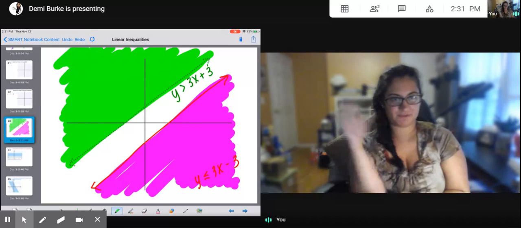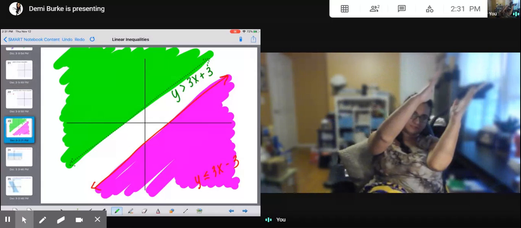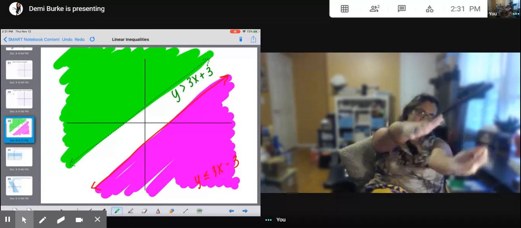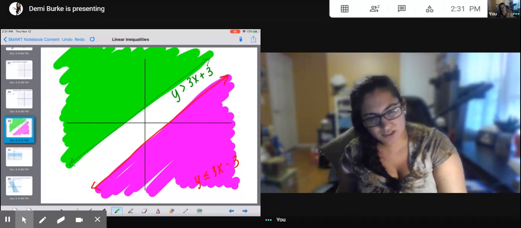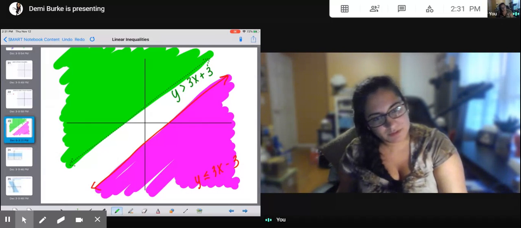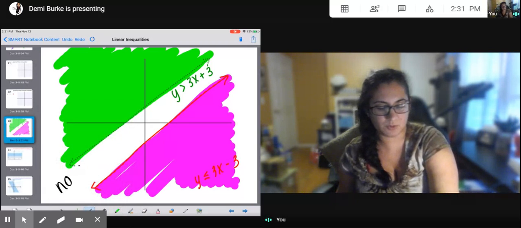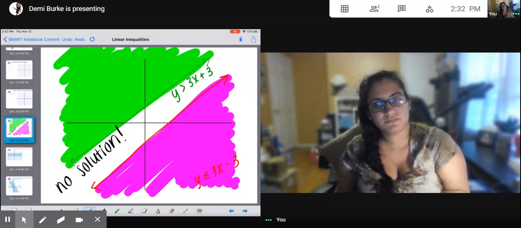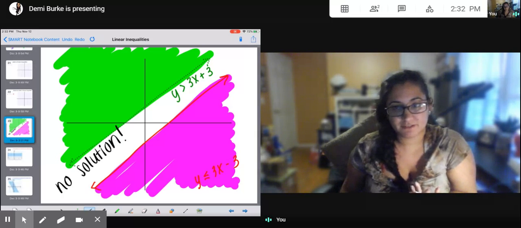Well, if everything above that line is shaded and everything below this line is shaded and they're running parallel, they're never going to touch. They're just going to run next to each other forever. There's no overlap. There's no part that things will touch. So we would say that this system has no solution. There is no place where those are going to meet up together.